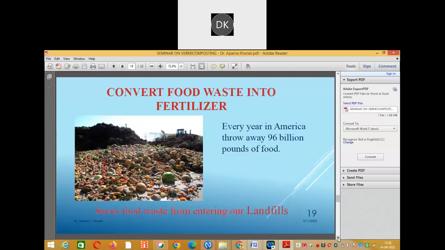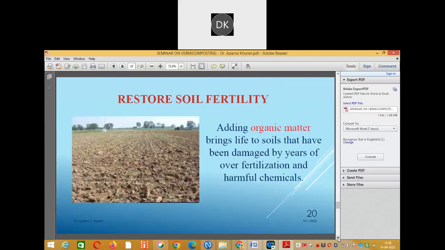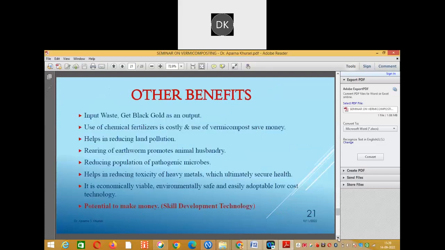Now, as we know the benefits of vermicompost, next, ma'am. In America, people throw away 96 billion pounds of food. So here we can convert food waste into fertilizer by using vermicompost. Along with that, we should also know that it restores the fertility of soil, and we can also avoid the harmful effects of chemical fertilizer too. Along with that, next, ma'am.